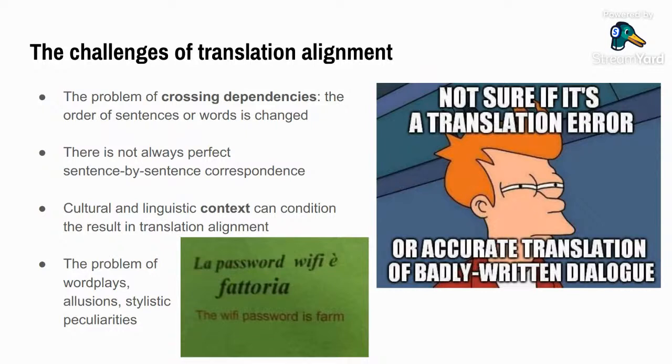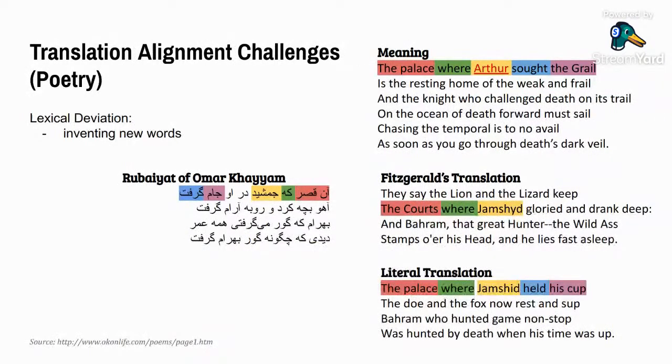Also, the cultural and linguistic context can affect the results of translation alignment. Also, there are the problems of wordplays, allusion, and paraphrasing. Here we can show a very specific example of poetry. We have the source text in Persian from Rubaiyat al-Khayyam, and we compare it with a translation.